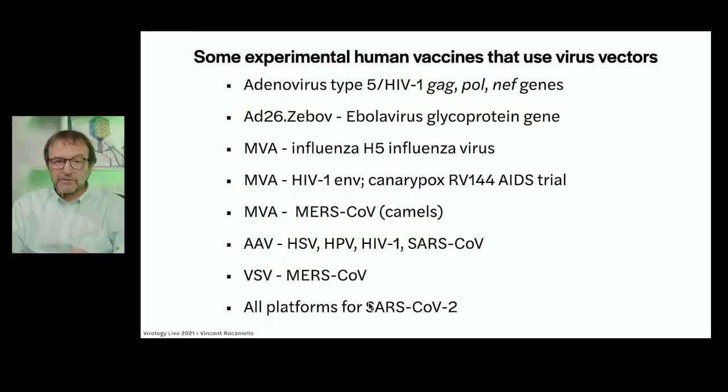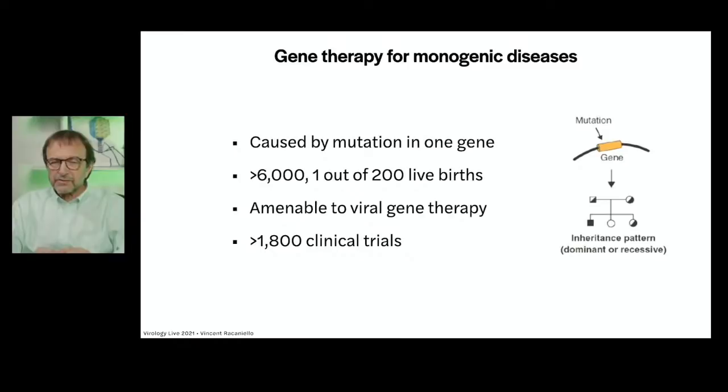All right, let's talk about using viruses to treat monogenic diseases. And these are diseases caused by a mutation in one gene, and they're quite frequent. There are 6,000 different diseases that are caused by mutations in one gene, and they occur at a frequency of about 1 out of 200 live births. That's quite a lot. They are amenable to gene therapy. In viral gene therapy, you deliver a copy of the normal gene.